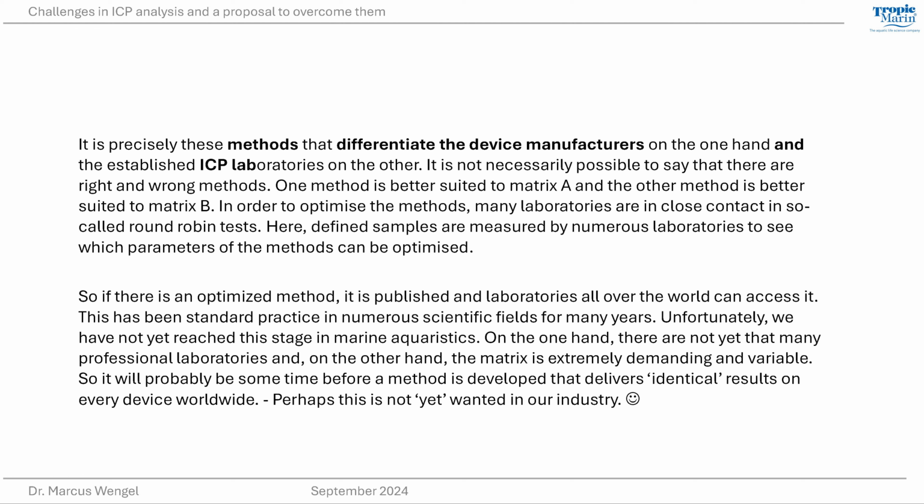We are quite far away from this in the aquaristic hobby. This is because we have different matrices, but maybe it's also not a want that everybody knows which is the best method. But in my opinion, it would be possible to establish a method for one salt or for one special matrix, and everybody all around the world could use this method, and the values would be the same. The results would be the same.